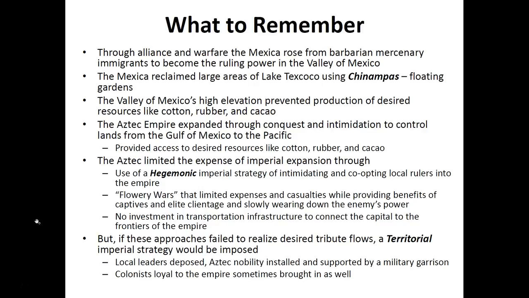One of the limits of this hegemonic strategy was that there was little to no investment in transportation infrastructure that would connect the capital to the frontiers of the empire and allow the rapid movement of not just goods, but also information and, if need be, soldiers.